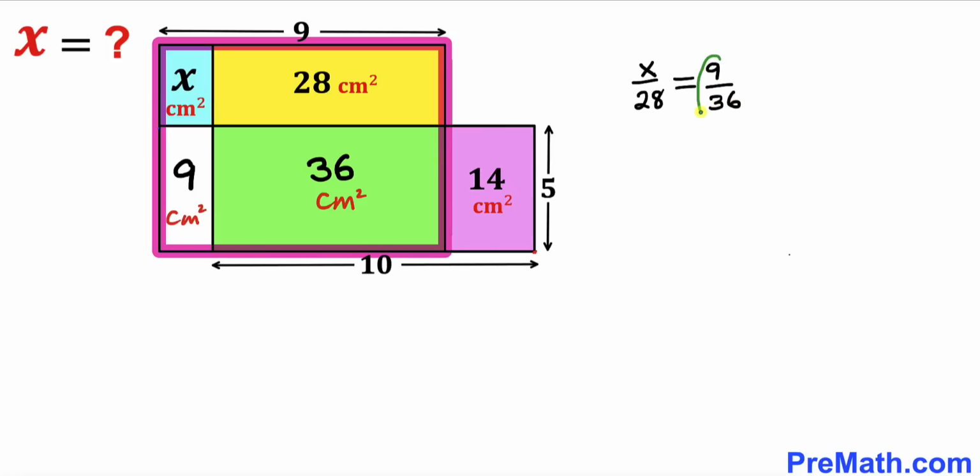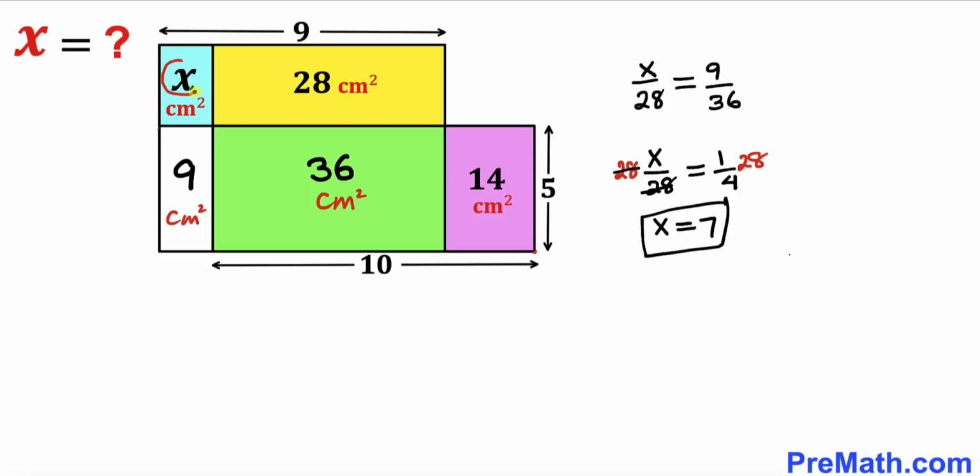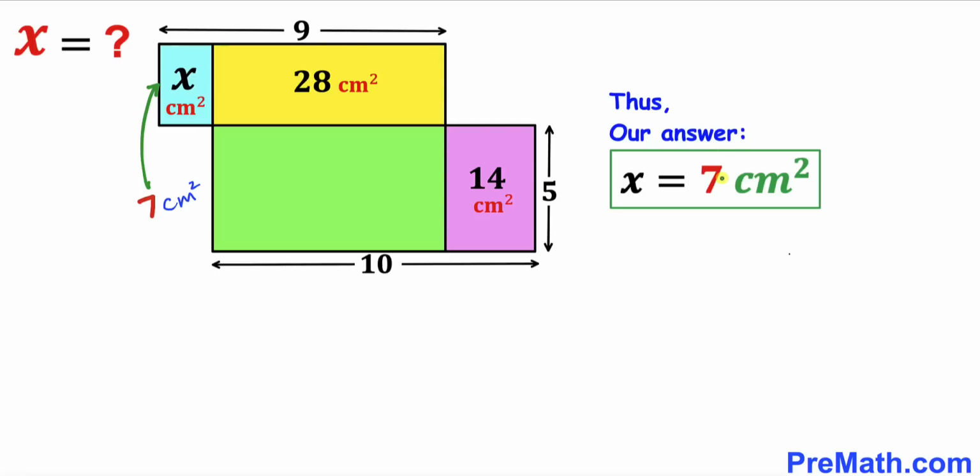Now we can see on the right hand side 9 divided by 36 reduces to 1 divided by 4. So I'm going to write down x divided by 28 equals 1 divided by 4. Now let's multiply both sides by 28 to isolate x, and now this 28 and 28 is gone, so our x value turns out to be 28 divided by 4, which is going to give us 7. So the area of this blue shaded rectangle turns out to be 7 centimeter square. In other words, x value is 7.